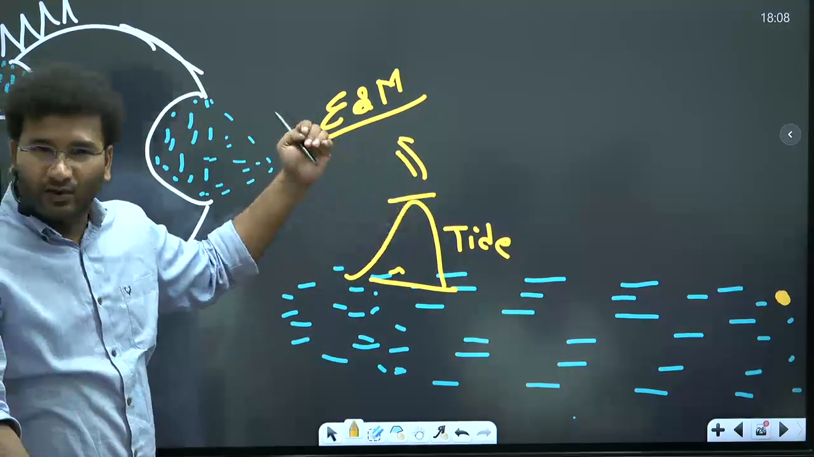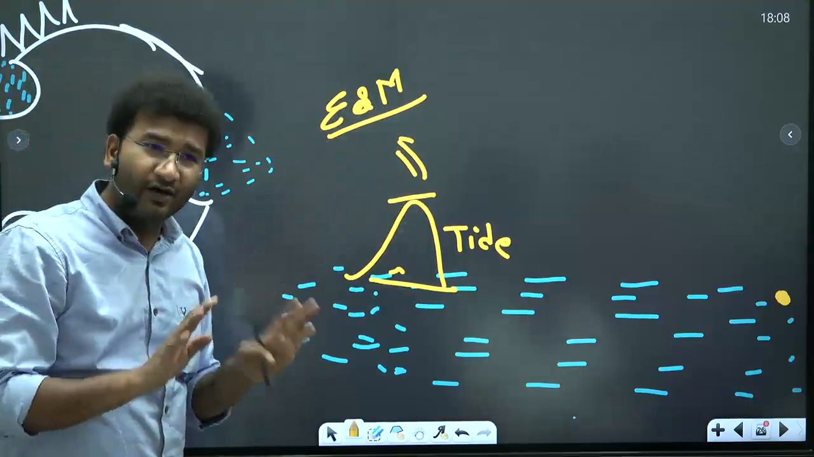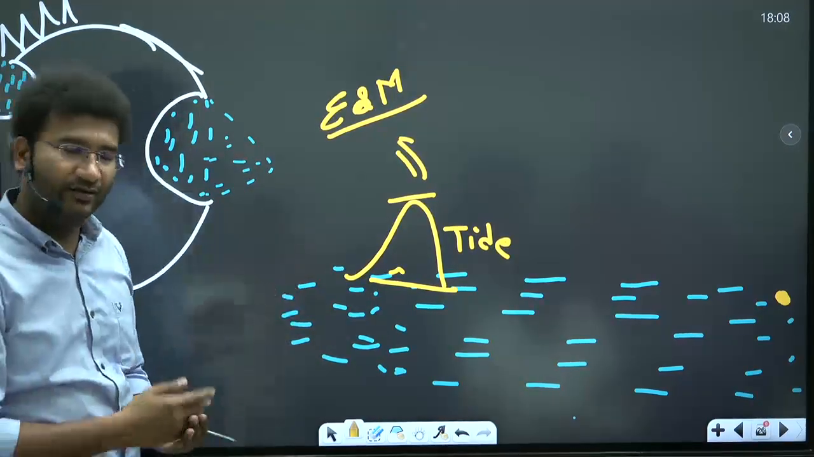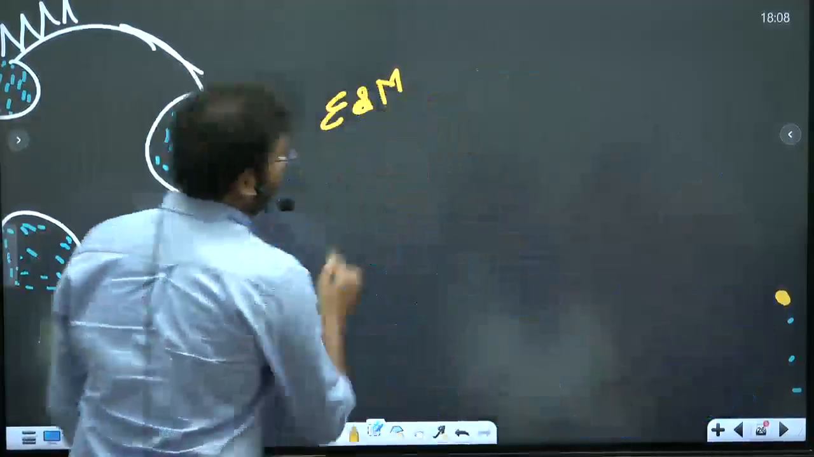Now, if there is a little more wind, the height may be higher, but even if there is no wind, this tide can be there. So at equator, you will also have good number of tides. I hope you got this.